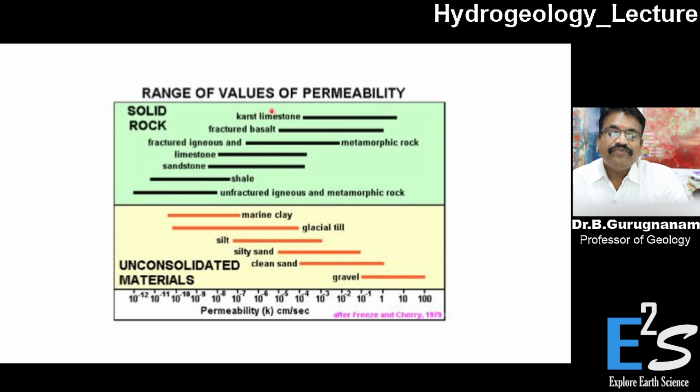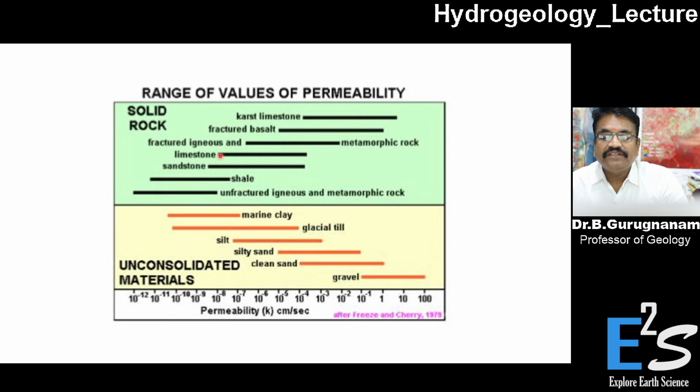This is the range of values of permeability on this diagram, taken from Freeze and Cherry 1987. It is represented in centimeters per second. Permeability is high at the right end and relatively less at the left end. In solid rock and unconsolidated material, the ranges are given. Karst limestone is between 10 to the power of minus 4 to 10. In fractured basalt, it is 10 to the power of minus 5 to 1. In fractured igneous and metamorphic rock, it is about 10 to the power of minus 7 to 10 to the power of minus 1.